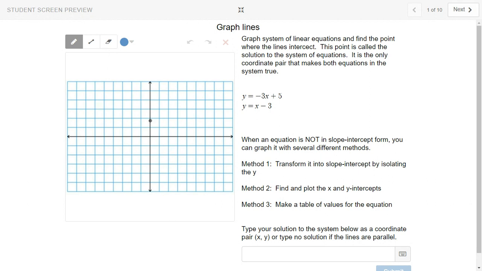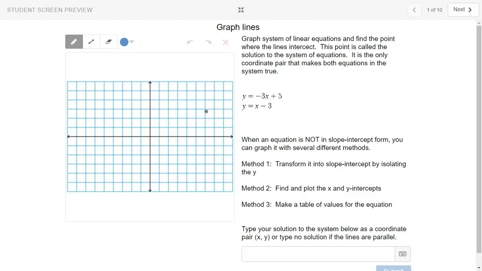This is the ultimate guide to graphing systems of linear equations. Systems of equations mean more than one equation. And we're looking for where these lines intersect. If they don't intersect, if they're parallel lines, then there is no solution. But we don't have to deal with that yet.